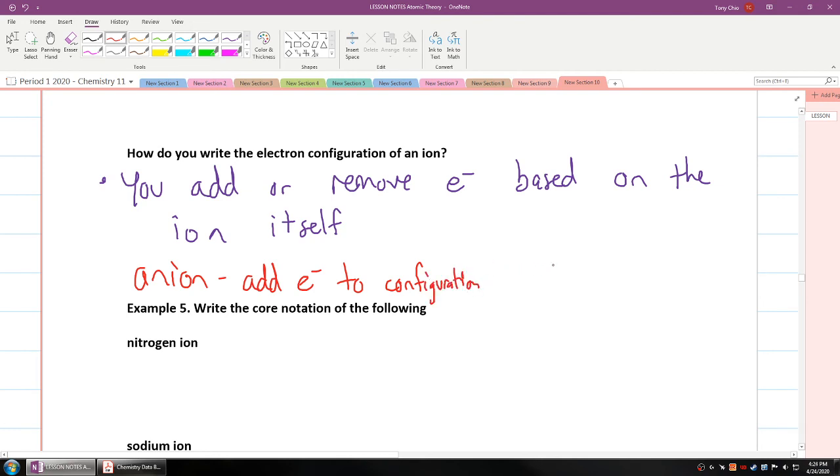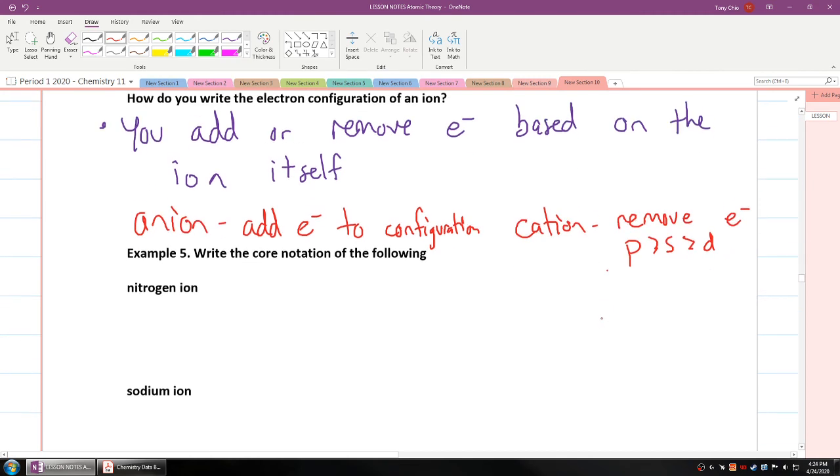Just like you've had to do the last couple of times. But for cations, this is where it differs. You remove electrons in this order: p orbitals first, then s orbitals, then d orbitals, in that order. So let's see that as an example in a bit.